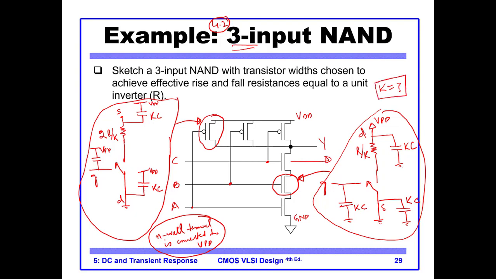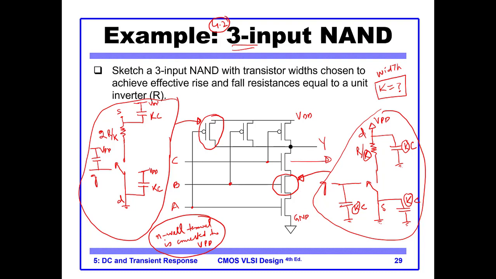Okay, the K is used several times. It is used here, it is used here, it is used here. So what is K? K is basically the width or size of a transistor. As I told you before, for an inverter, the size of PMOS is twice the size of NMOS. So in this circuit, how do we need to size the transistors?